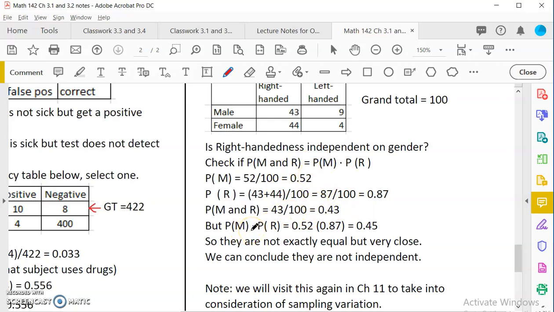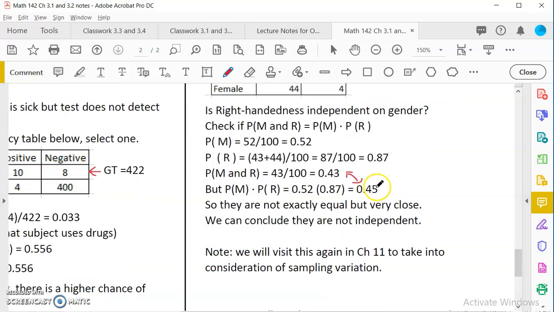Now check if these two are equal. The probability of male and right-handed, versus the probability of male times the probability of right-handed, so it's 0.52 times 0.87, which is 0.45. So look at this, they are very similar but a little different. They're not exactly equal but very close. We conclude they are not independent. For them to be independent, they have to be exactly the same.